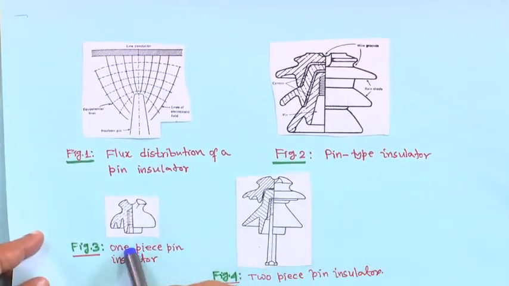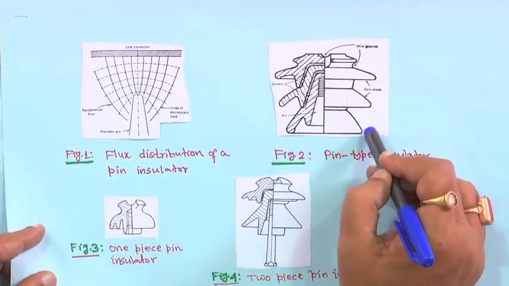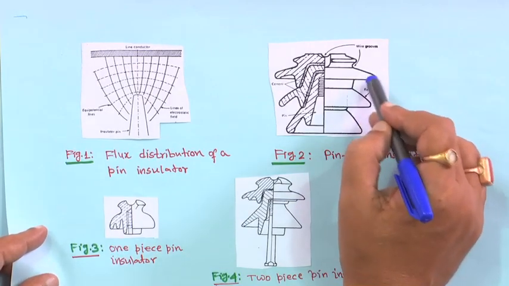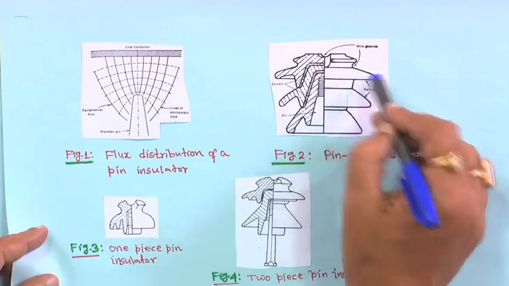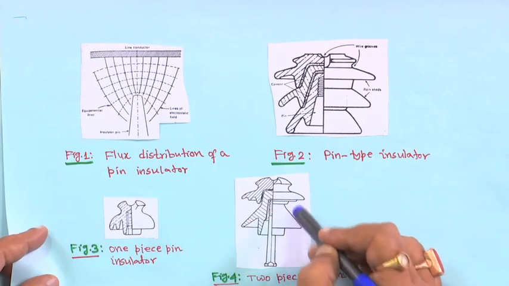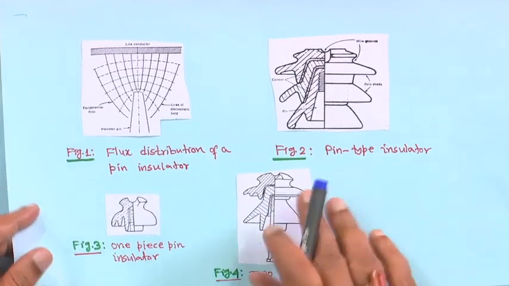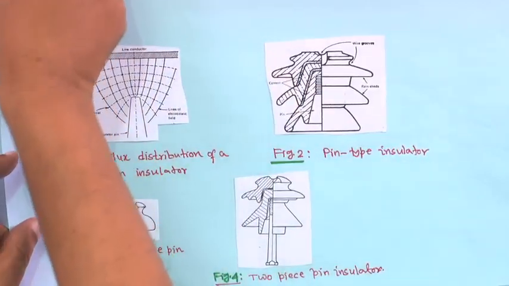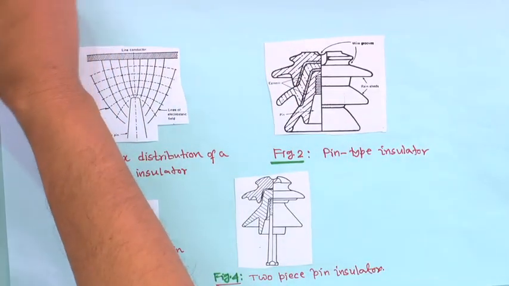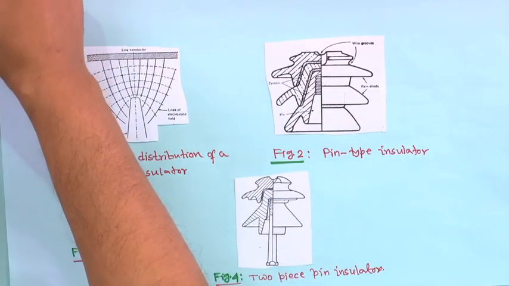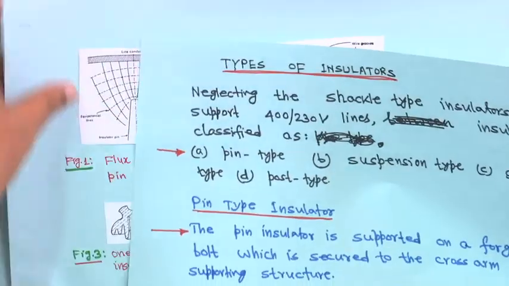And this is a 1 piece, this is 2 piece, and this is a 3-piece insulator. I mean 3 shades are there, or petticoats are there. This is 1, 2, 3, here also 1, 2, and here only one, right. I will come to that. So, generally, just hold on.